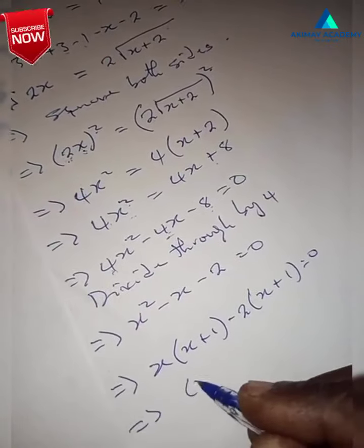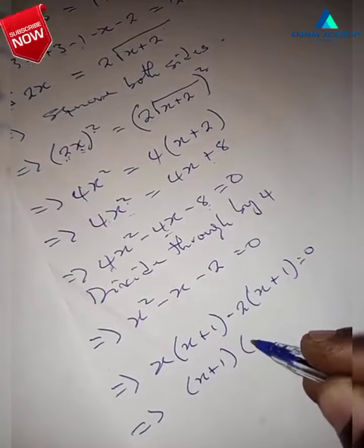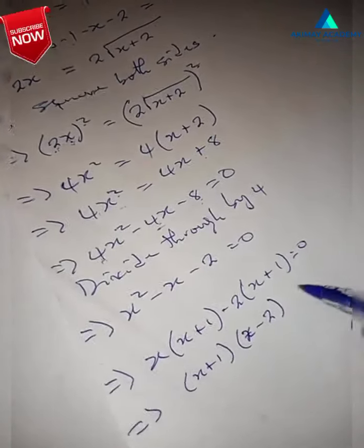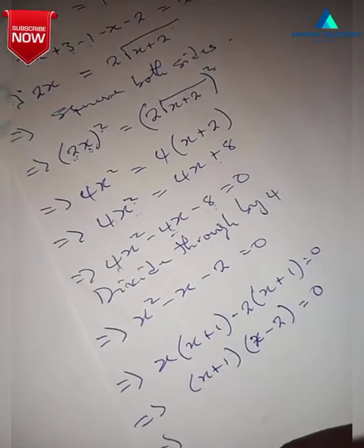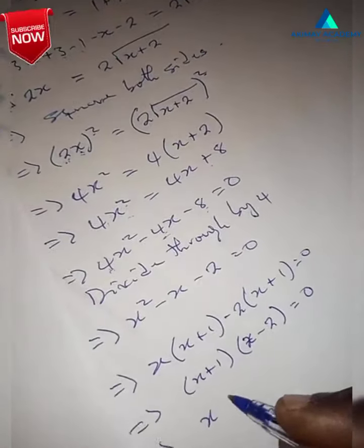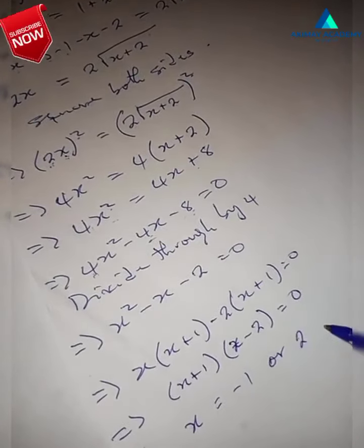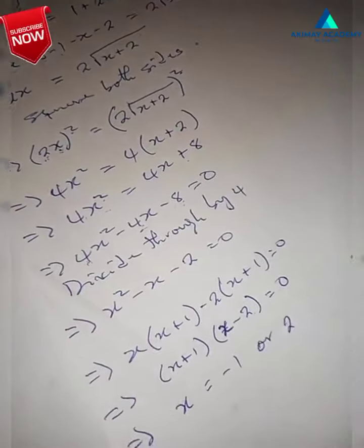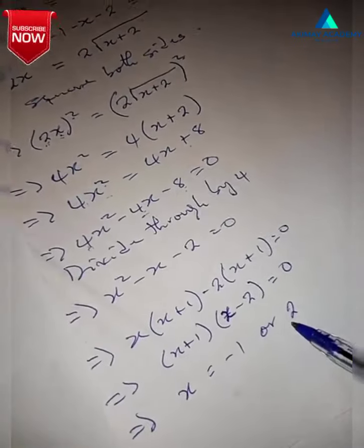So we have x plus 1, then we have x minus 2 over here. This one should be equal to 0. So it means our x is going to be minus 1 or 2. I hope you can see that, because you have here x minus 2 equals 0. So it's either x equals minus 1 or 2.